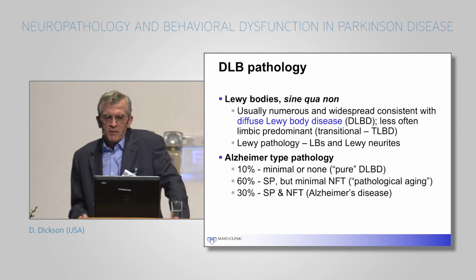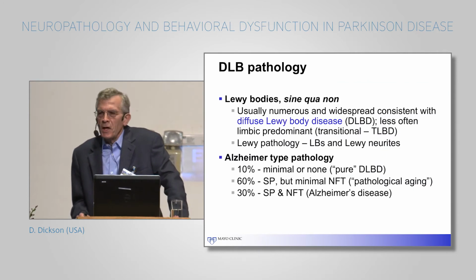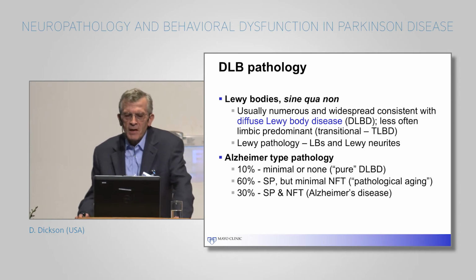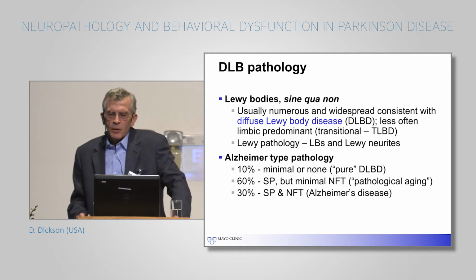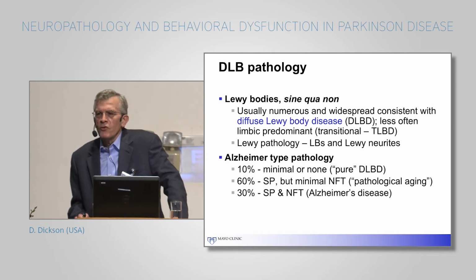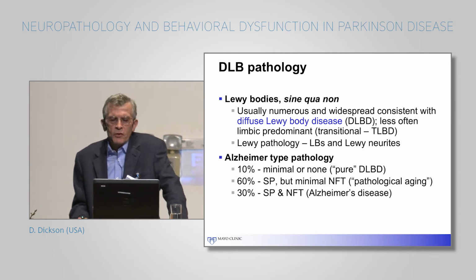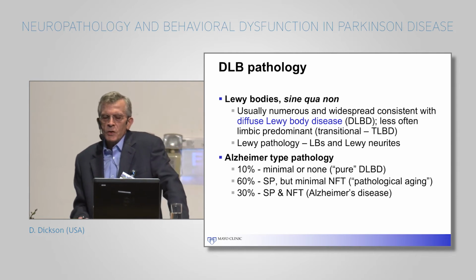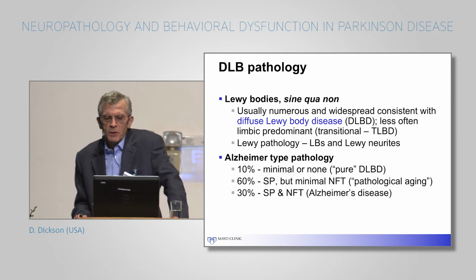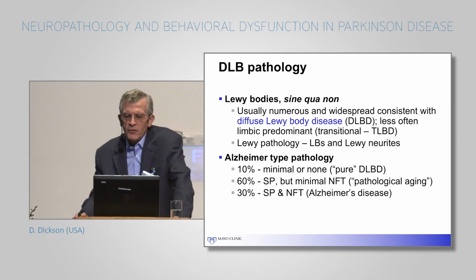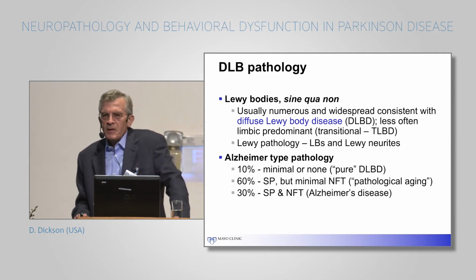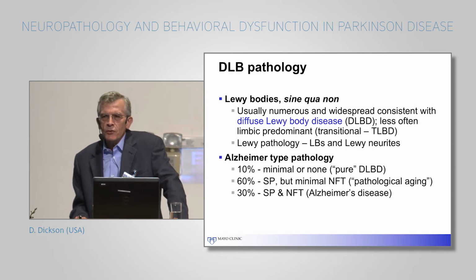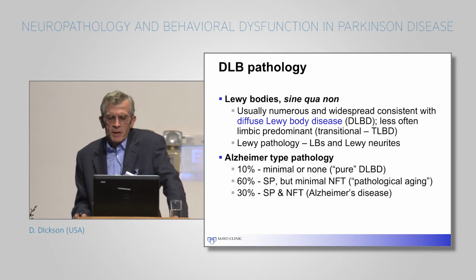So in terms of the underlying pathology, Lewy bodies are the sine qua non, without which it's not. You need Lewy bodies to have a Lewy body dementia. They're usually numerous, they're usually widespread, they correspond to Braak stage 6 or to Kosaka's diffuse Lewy body disease. A subgroup of patients also have Kosaka's transitional or limbic Lewy body disease, which would be Braak stage 4 and 5. The pathology, as I mentioned, includes neurites in addition to Lewy bodies.